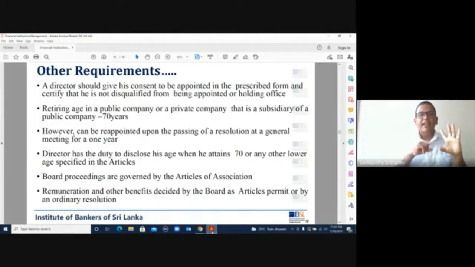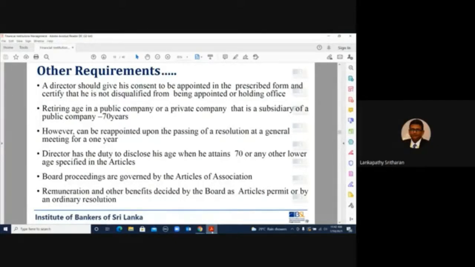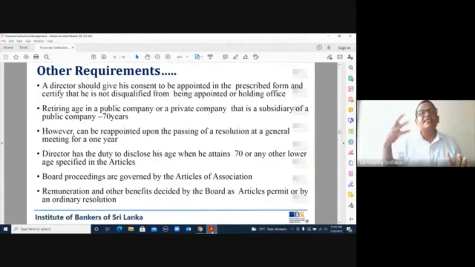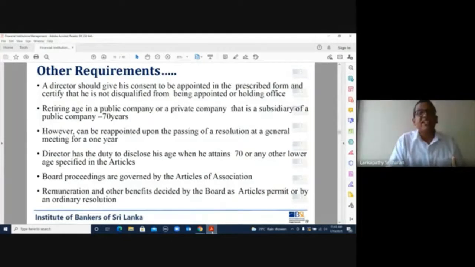The first one is, what are the requirements? A director should give his consent to appoint as a director in the prescribed form and certify that he is not disqualified from being appointed as a director. That is the first one. The retiring age in the public company or private company that is a subsidiary of a public company is 70. So he or she has to be below 70 unless there is any special approval. However, they can be reappointed upon passing a resolution at a general meeting for a 1-year period.